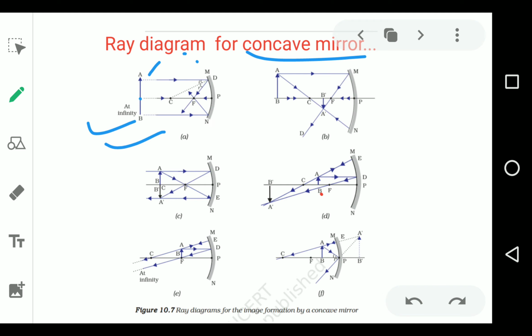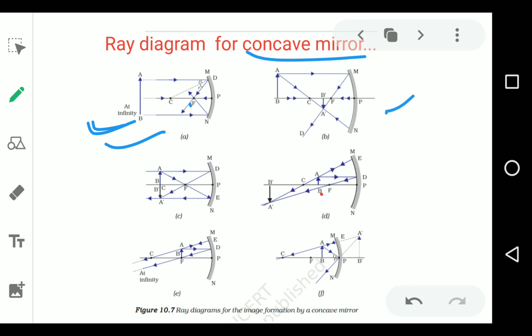So that is your object position, meaning where the object is placed. When the object position is at infinity and the light rays are coming parallel to the principal axis, their nature is to converge, and they will all meet at a point known as the focus. The distance between the focus and the pole is the focal length. So the image is formed at the focus. This is the first ray diagram.